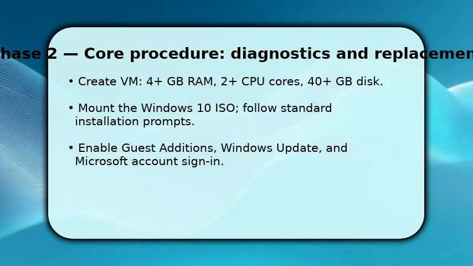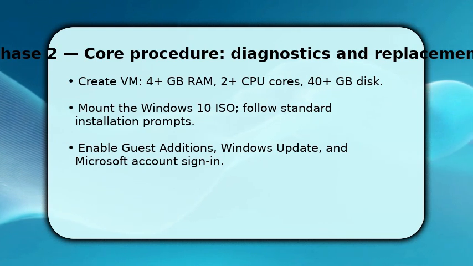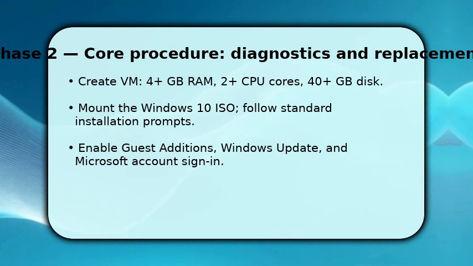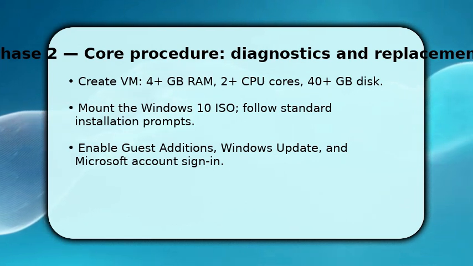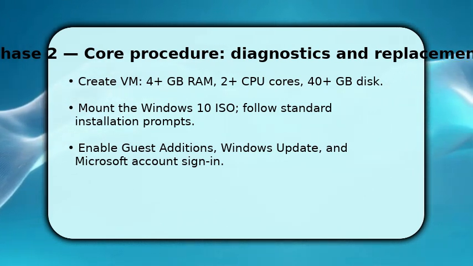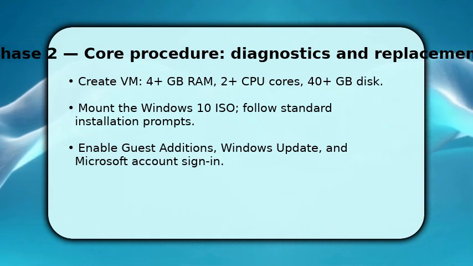Next, set up Windows 10. In VirtualBox, create a VM with 4+ GB RAM, 2 cores, and at least 40 GB disk, then mount the ISO and run the installer. For an upgrade path, boot your PC from the USB and follow the upgrade prompts. Choose Keep Files if desired. Once inside Windows 10, sign into your Microsoft account, run Windows Update until current, and install guest editions or drivers to enable clipboard and file sharing between host and guest.